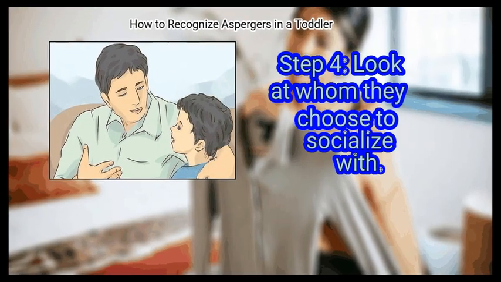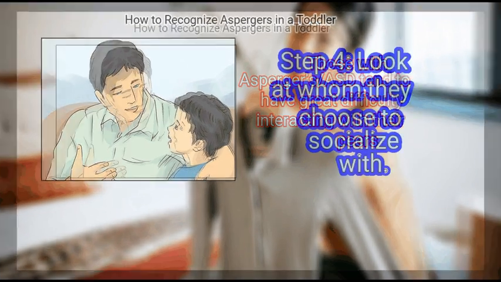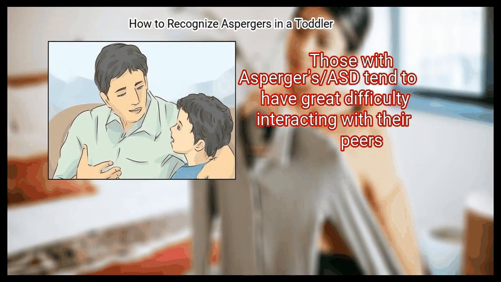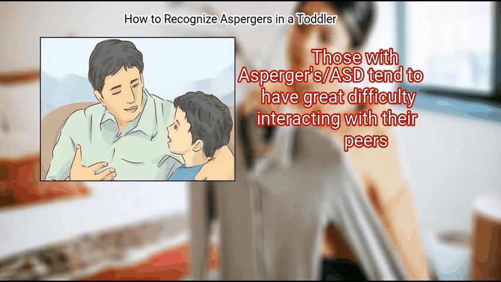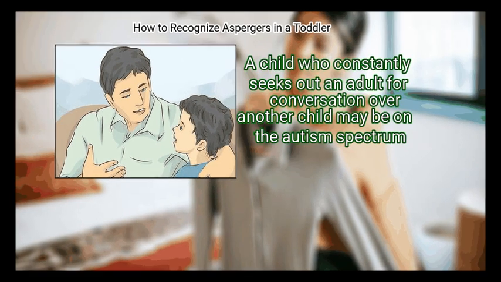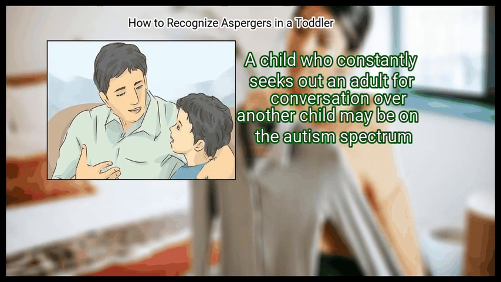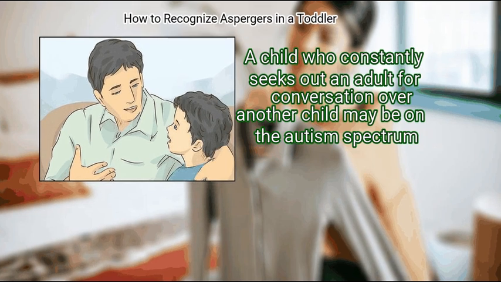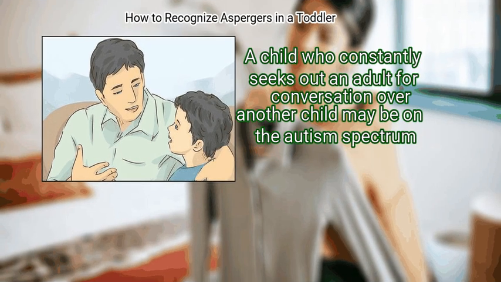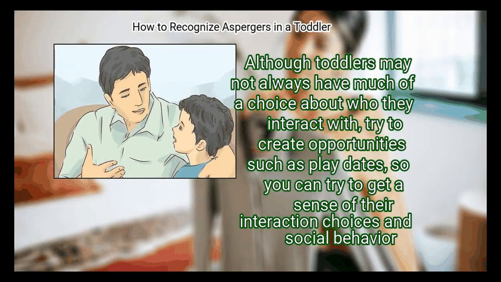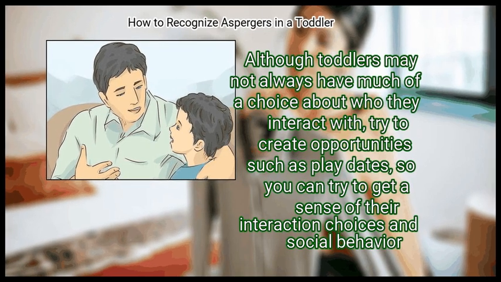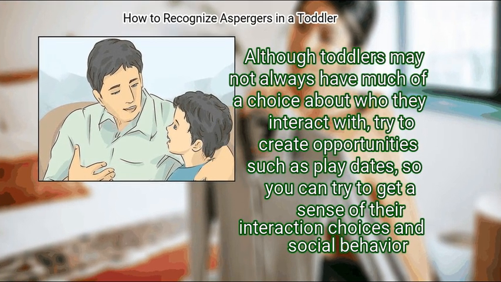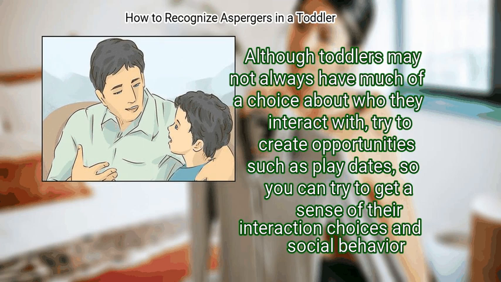Step 4. Look at whom they choose to socialize with. Those with Asperger's, ASD tend to have great difficulty interacting with their peers. A child who constantly seeks out an adult for conversation over another child may be on the autism spectrum. Although toddlers may not always have much of a choice about who they interact with, try to create opportunities such as play dates, so you can try to get a sense of their interaction choices and social behavior.